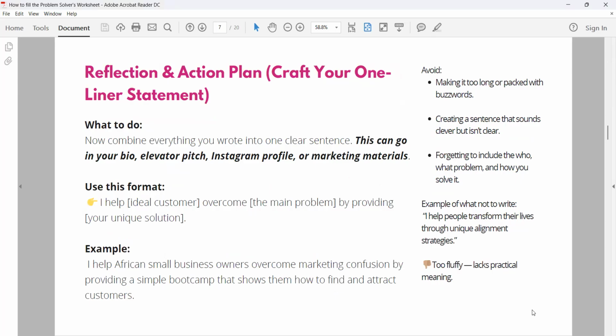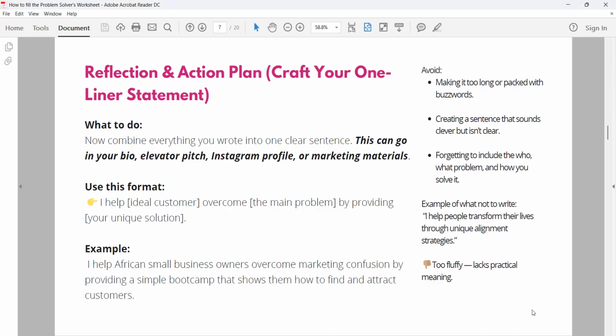But before we go, on the worksheet, there is a reflection and action part. So what you should do with that part is you need to combine everything you have written, all right, into one clear sentence. Something you can use on your bio, whether it's Instagram or LinkedIn. An elevator speech. Somebody just meets you at maybe a networking event, they're asking you what you do. That is the one you can easily pull up.